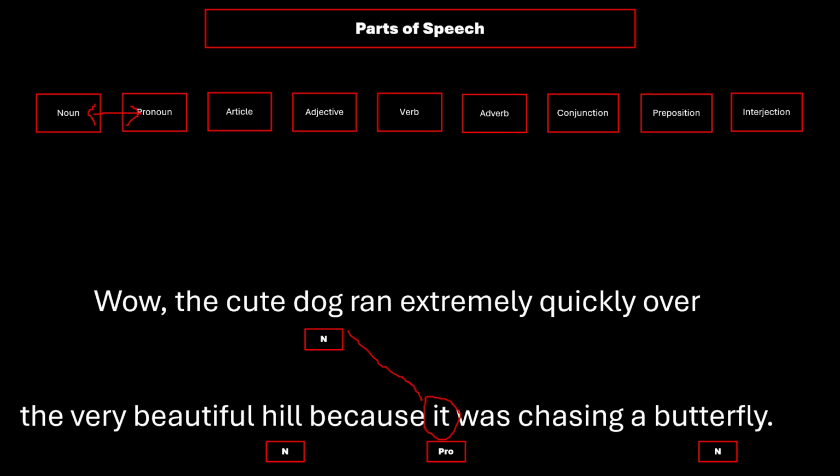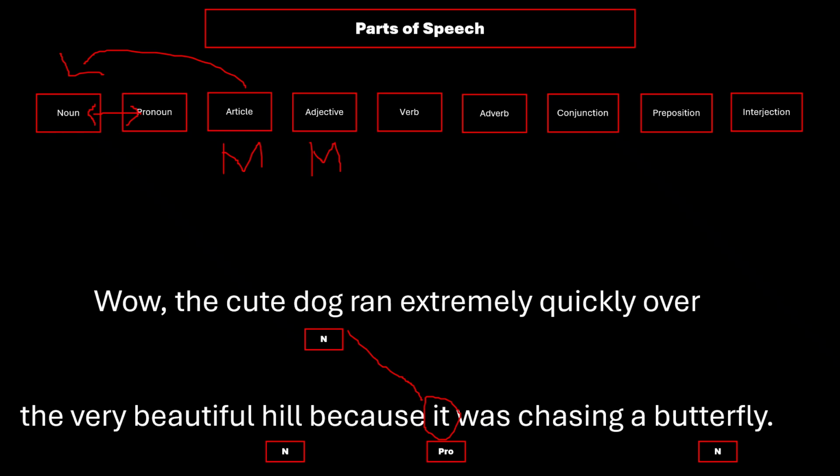Now we have article and adjective. Both are modifiers. It describes the other word. But an article only has 2 functions. It either generalizes or specifies a noun.